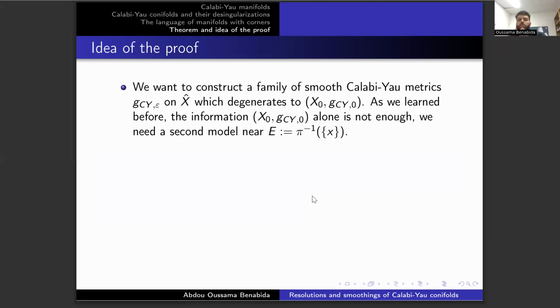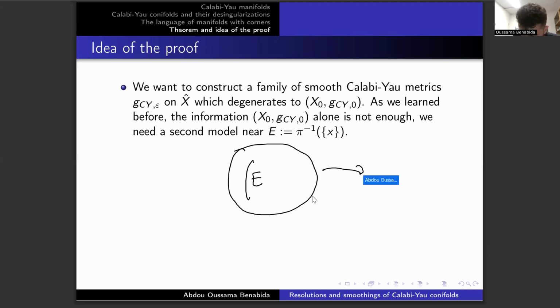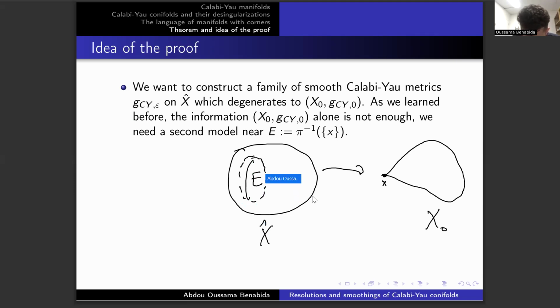So the idea of proof: as we saw before, we want to construct a family of smooth Calabi-Yau metrics on the resolution which degenerates to x0. And as we learned before, the information on x0 alone is not enough. We will need a second model, a model near where the degeneration happens. So if this is E, this is the point x, this is x0, this is the resolution. So we need a second model near here. So we need another metric.